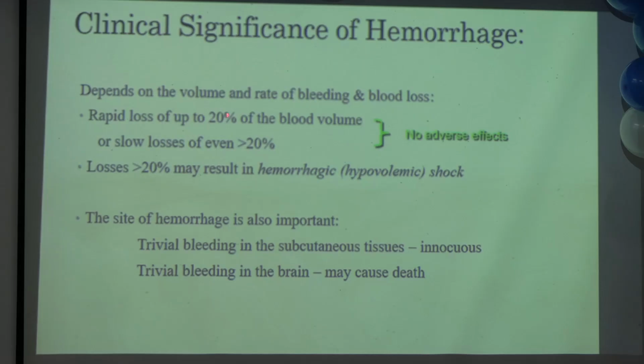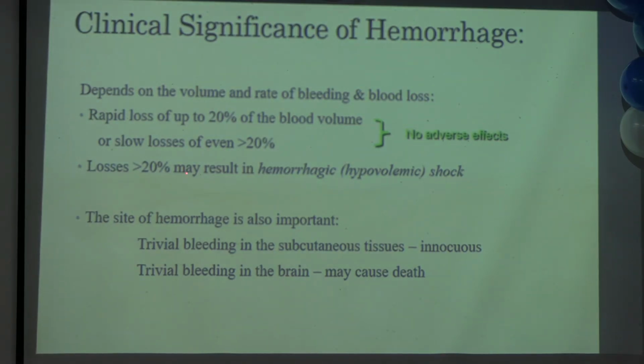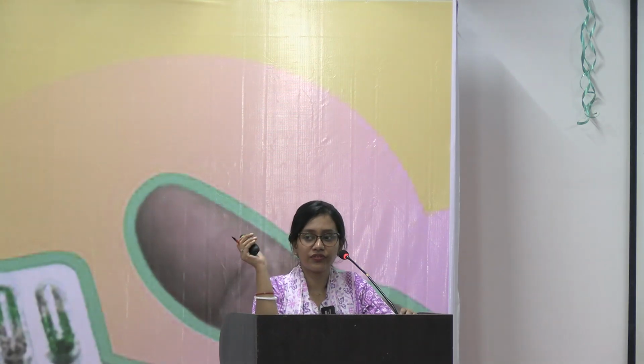So if there is a rapid blood loss up to 20 centimeter of the blood volume, or slow losses of even more than 20 centimeter, it often doesn't have any adverse effect. But if it is more than 20 centimeter, it can result in hemorrhagic or hypovolemic shock, which we will deal with in the subsequent classes. And the site of hemorrhage is often etiological factors in formation of edema.